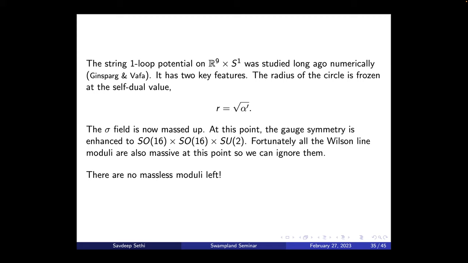Why is the reason they become massive? Because of the quantum potential, or from the quantum potential? So this is all coming from the string one loop potential. Okay. So we didn't have to go through this hard work of trying to find an island that doesn't have any tree level moduli. The one loop potential has done the job for us.